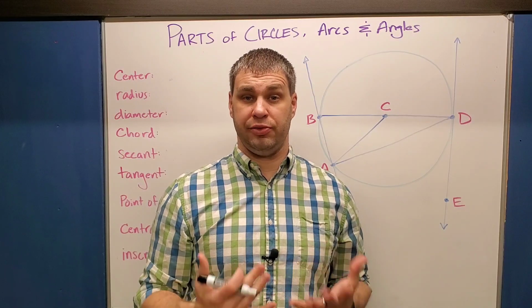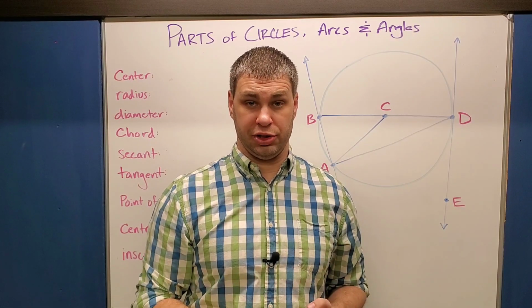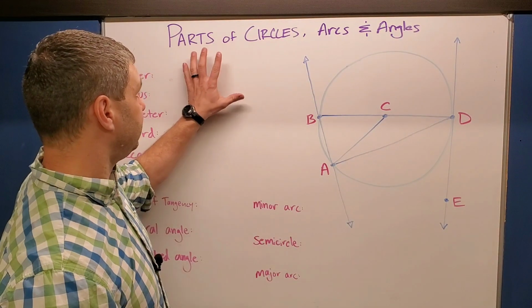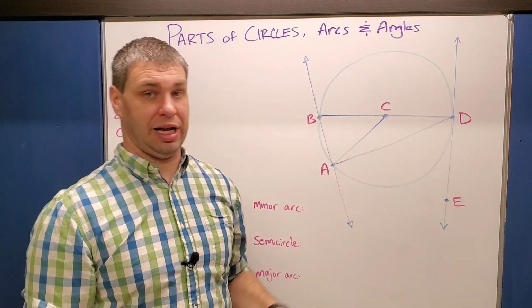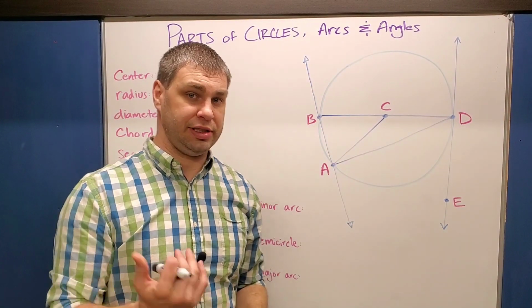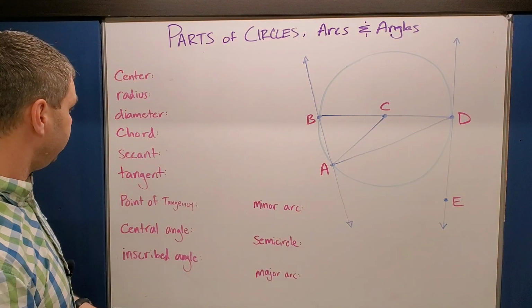This section, we're going to review the first half of my circles unit. We're going to talk a lot about the parts of circles, the arcs that circles make, as well as the different angles that are in the circles. All right, so let's see if we can get through some of these different terms here.